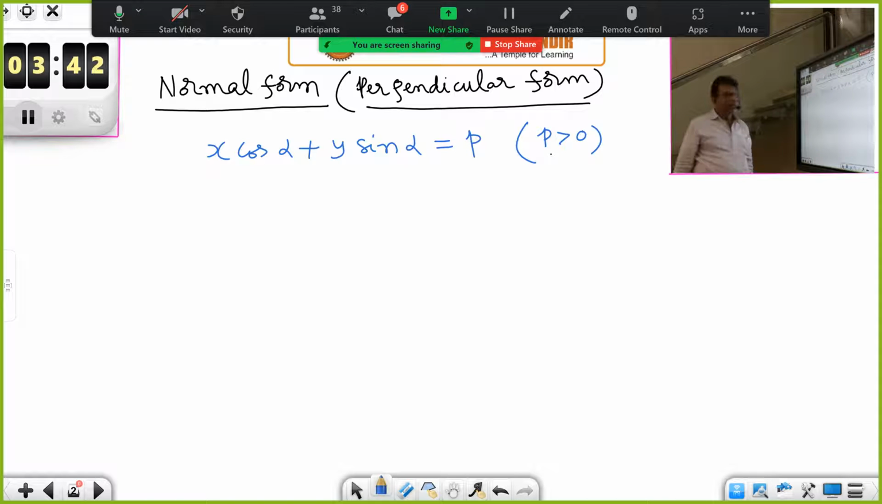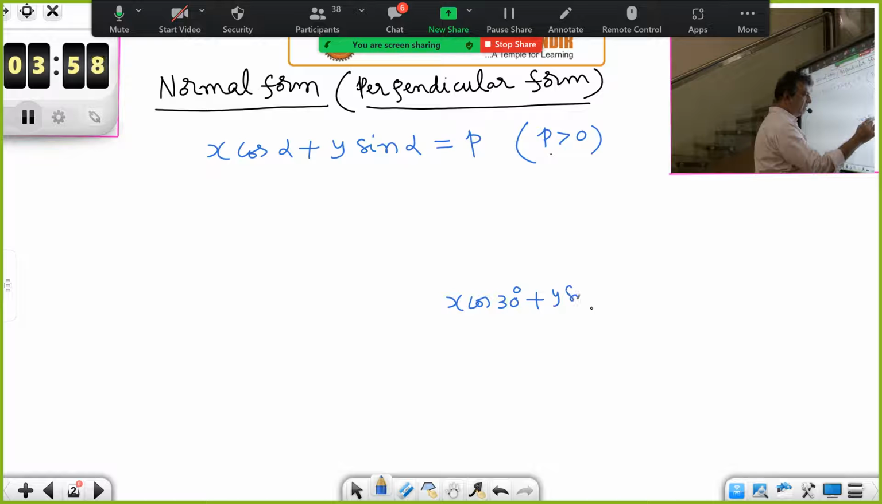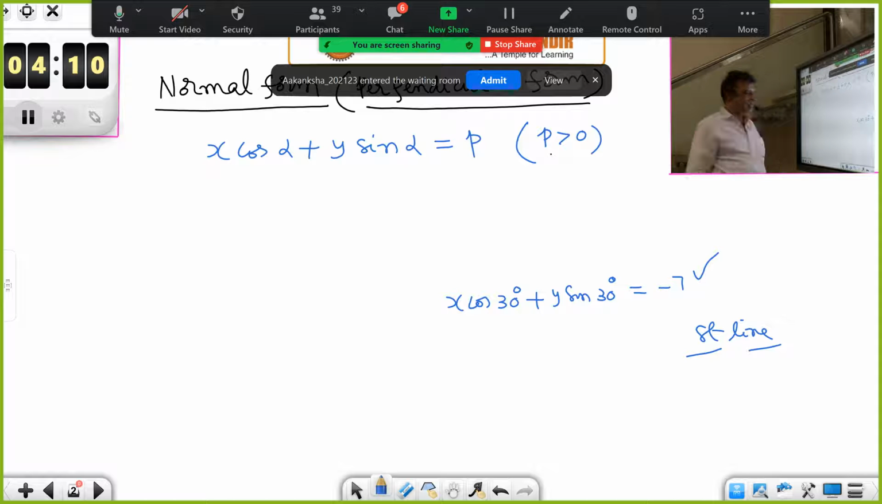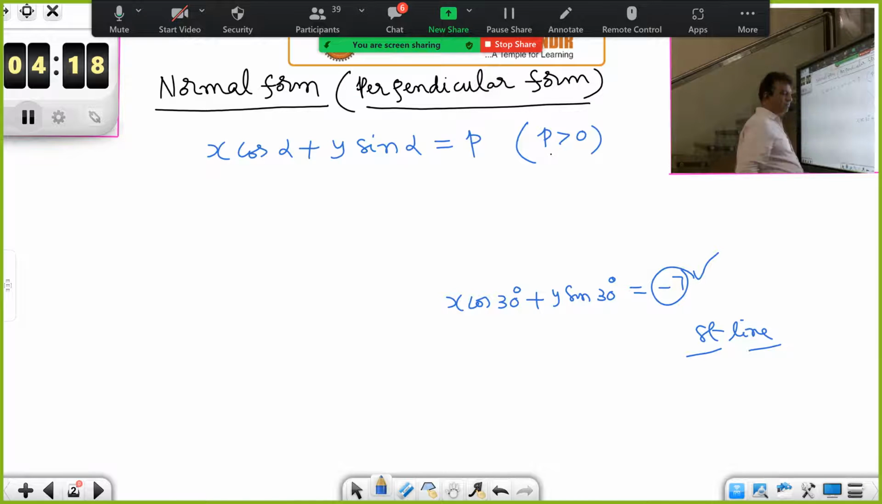If p is negative, then the equation may still represent a straight line, that is okay, but we say the equation is not in the normal form. For example, x cos 30 degrees plus y sin 30 degrees is equal to minus 7. Okay, this equation definitely represents a straight line. There is no doubt. But we say that the equation is not in the normal form. Normal form means the right side quantity must be positive.